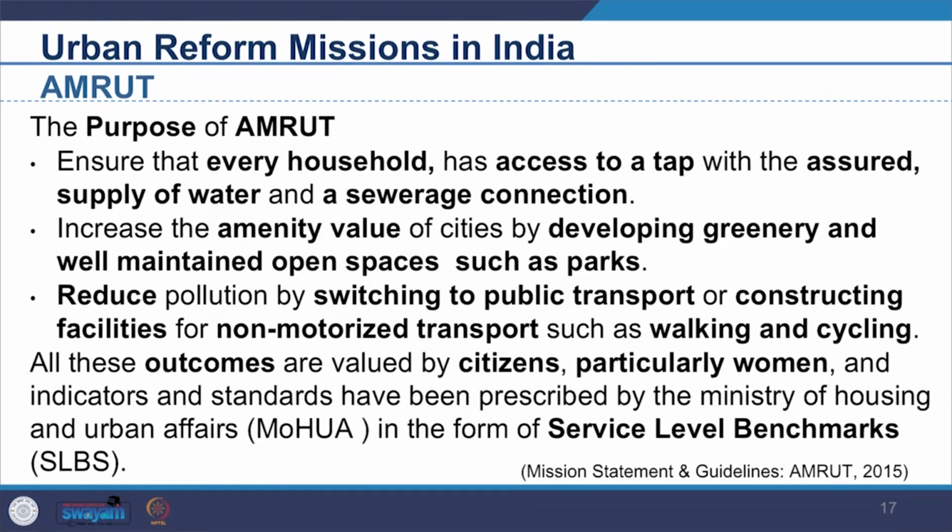The purpose of the Atal Mission for Regeneration and Urban Transformation is to ensure that every household has access to a tap with assured supply of water and a sewerage connection, to increase the amenity value of cities by developing greenery and well-maintained open spaces such as parks, and to reduce pollution by switching to public transportation or constructing facilities for non-motorized transport such as walking and cycling. All these outcomes are valued by citizens, particularly women, and indicators and standards have been prescribed by the ministry in the form of service level benchmarks, also abbreviated as SLBs. AMRUT has also been extended for 2 years and is most likely to be finished in 2022.